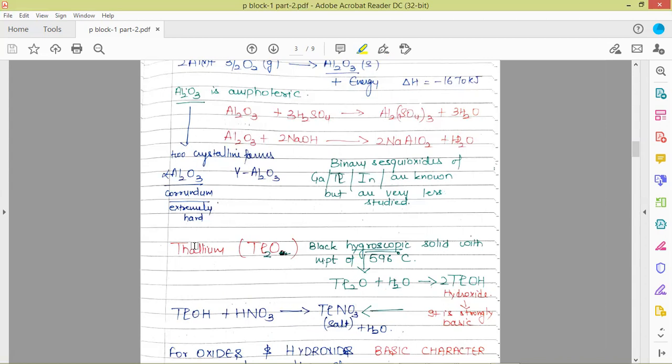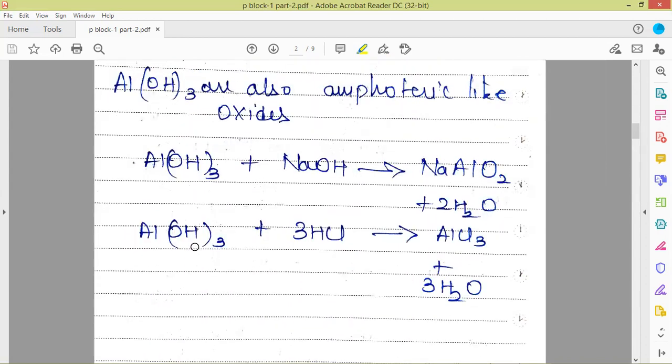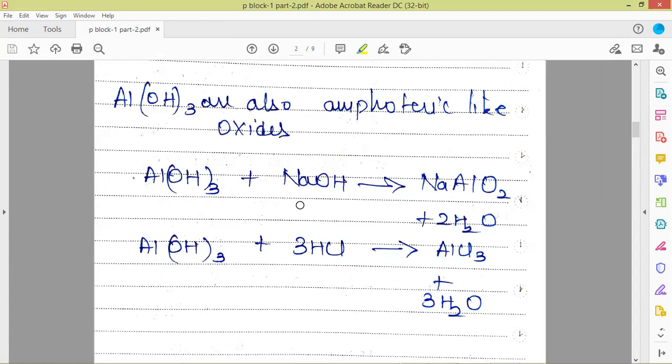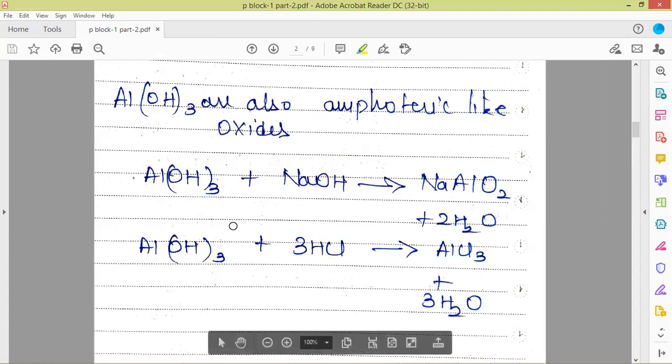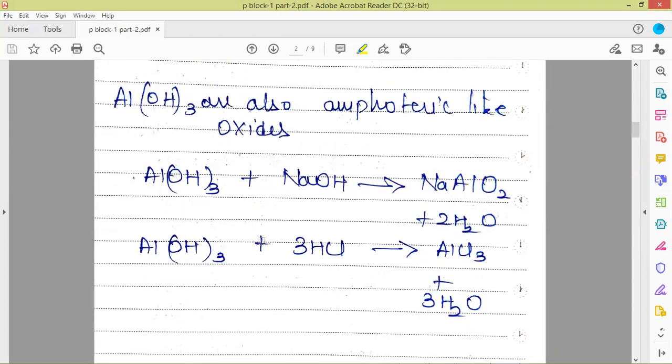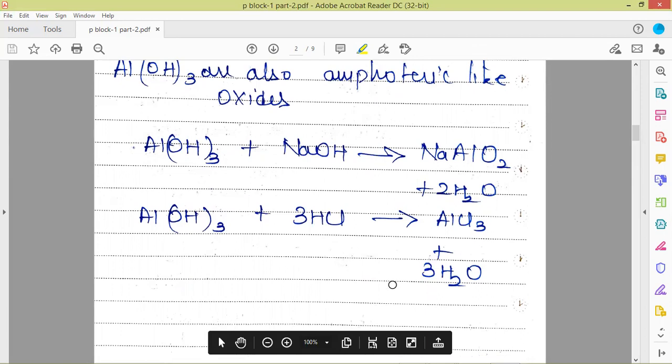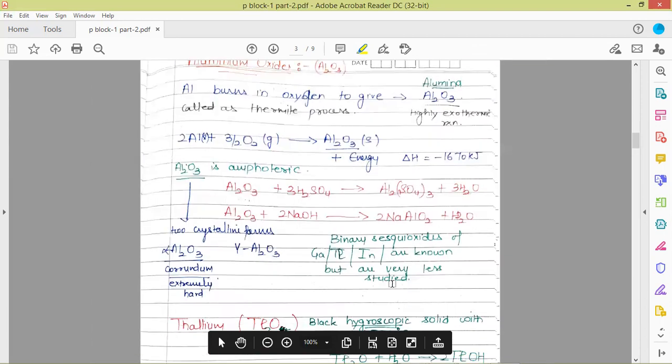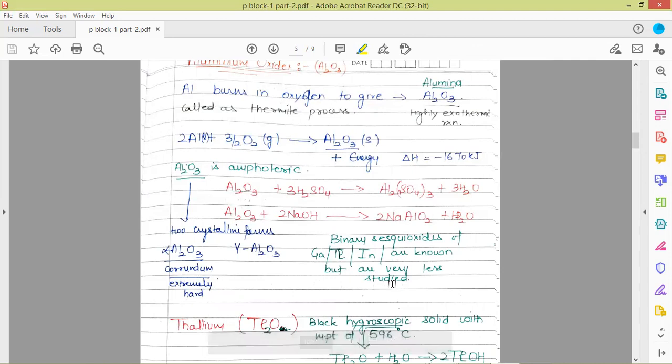But before that, I would like to show you the reaction of Al2O3 with alkalis and acids. As this is an amphoteric oxide, we have already done the reaction of oxides, but here the reaction of the hydroxide has been shown. With alkalis it will form NaAlO2, and with HCl it will form AlCl3. So this is how the hydroxides and oxides react with both acids and bases.